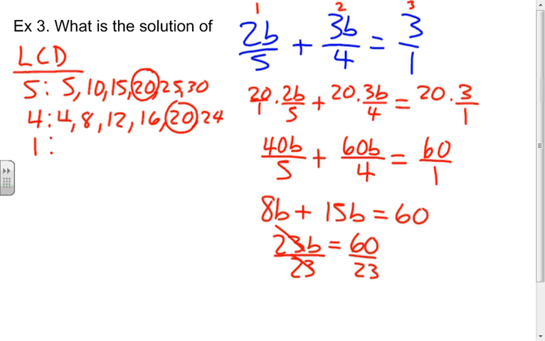Multiplying by 23 and dividing by 23 are inverses, so they cancel. And I get b equals 60 over 23. Let me double check and see if I can simplify that fraction. Nope, there's nothing I can take out of a 60 and a 23, so I leave that as my answer. Okay? I can't turn that into a decimal.